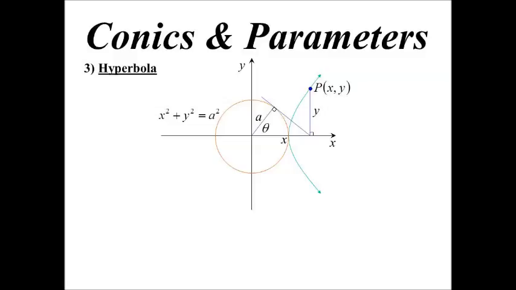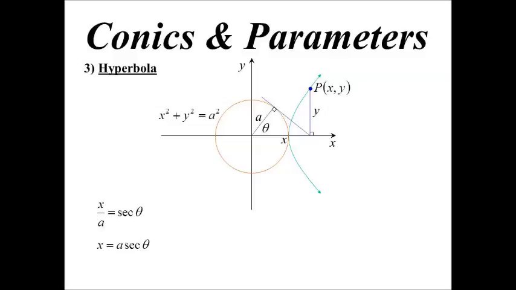Okay? So using that, the x value of our point becomes the hypotenuse of this right angle triangle here, which has a radius of a. So x over a would be the secant of theta, so x becomes a sec theta.